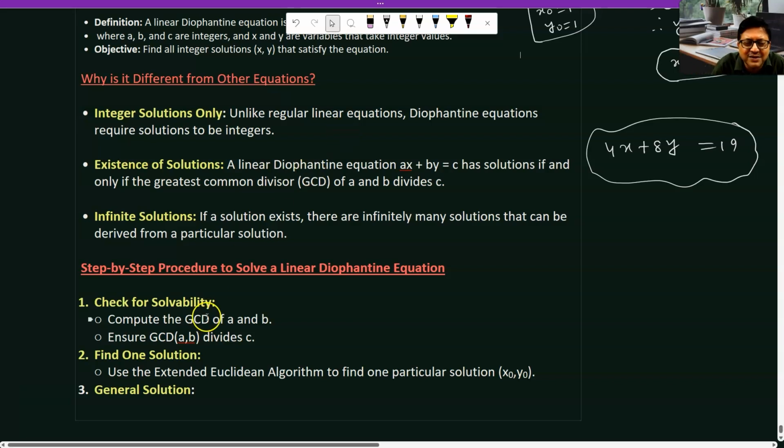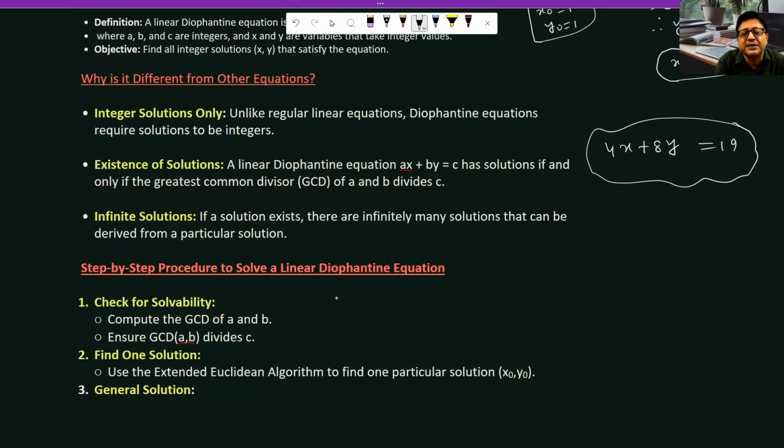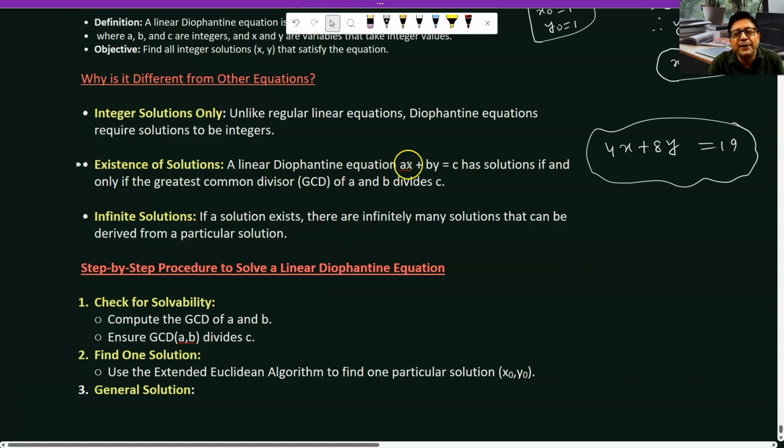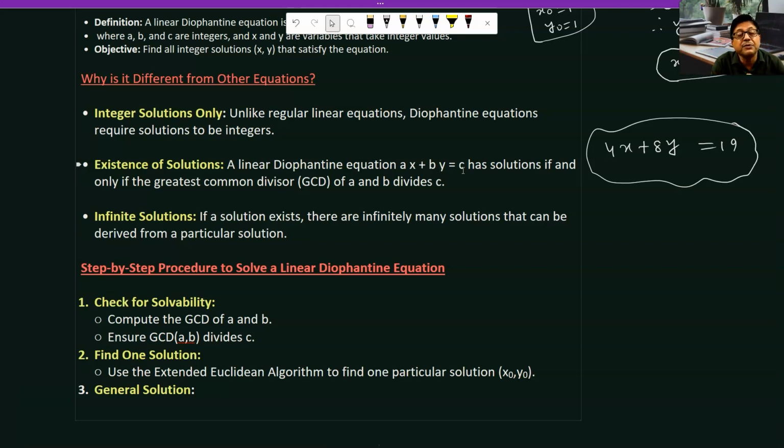That I don't want. So what you have to do first, whenever you have an equation like ax plus by equal to c, is find the GCD of a and b. Check whether it is dividing c or not. If it doesn't satisfy, then you don't proceed. Clear? Telling you repeatedly. Find the GCD of a and b. If it divides c, then only can you go for an integral solution. Otherwise, you will never get one.